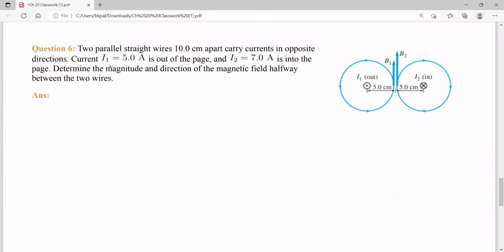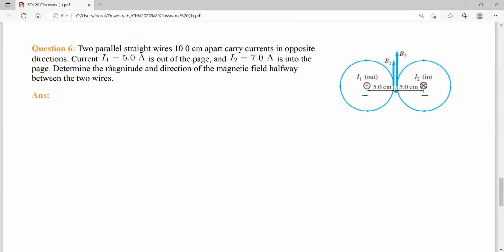Okay, a very similar question here, but here we have two wires. So here you see one wire, another wire. The current in one wire is out of the page and one is into the page. So it tells us to find the total magnetic field at this point.